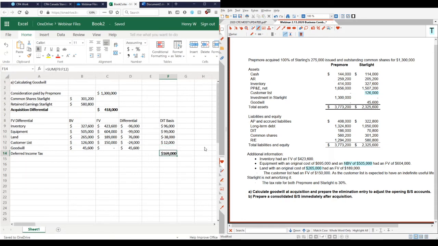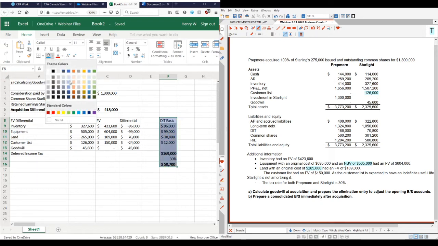And remember the tax rate is 30%, so here is 50,000. This is what most people usually have a lot of trouble with when it comes to figuring out what the deferred income tax basis is. I've done that here, and you can see it's actually relatively straightforward. I try to give a little bit of concepts to explain the reasoning behind that.